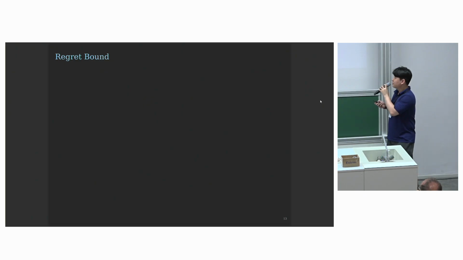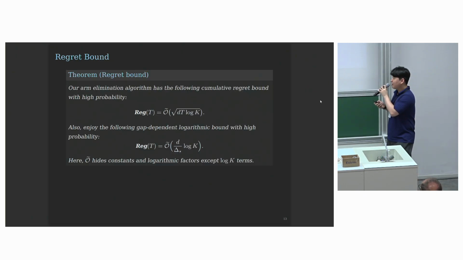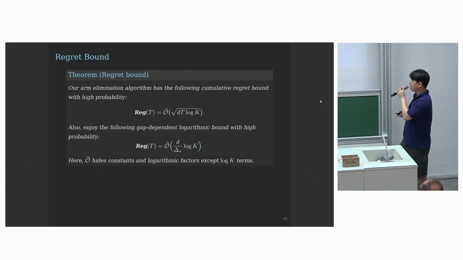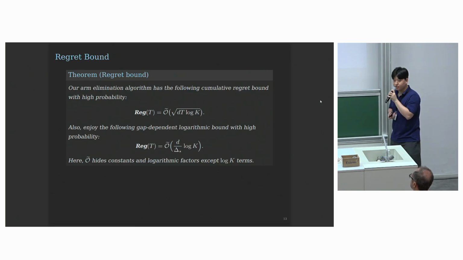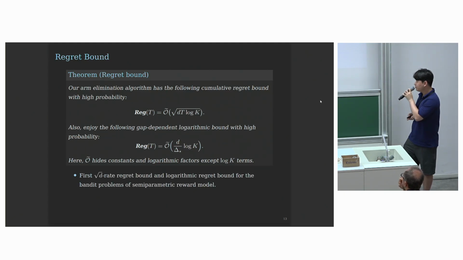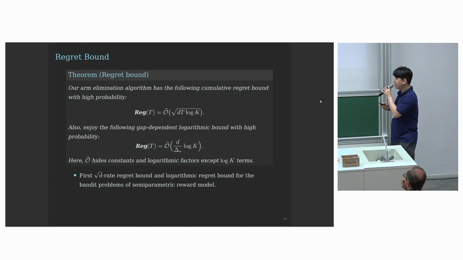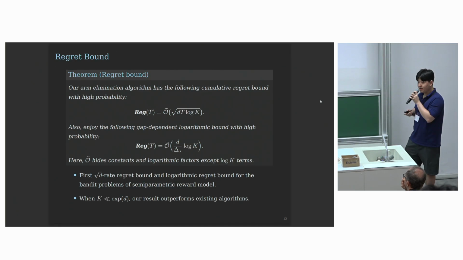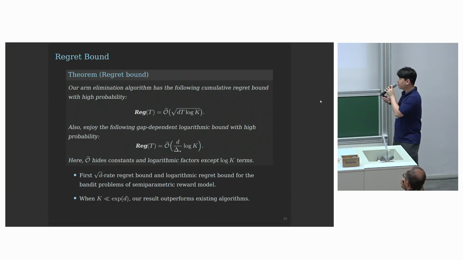So our elimination algorithm has a regret bound of square root dt. And also, when we assume there is some suboptimality gap, then we can achieve logarithmic regret with respect to time t. So this is the first square root d regret bound for the semi-parametric bandit problem. And also, when the number of actions is moderate, this rate outperforms the existing results.